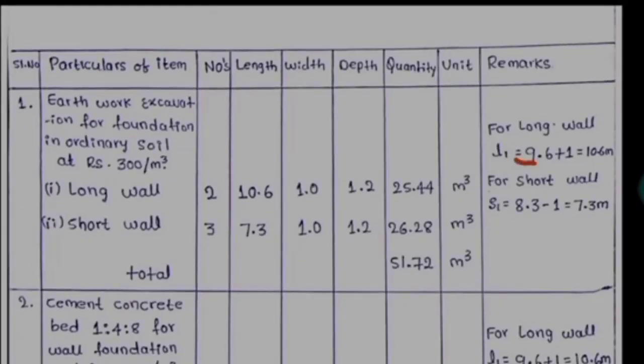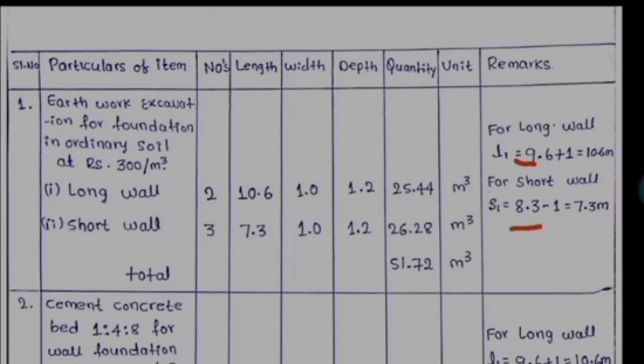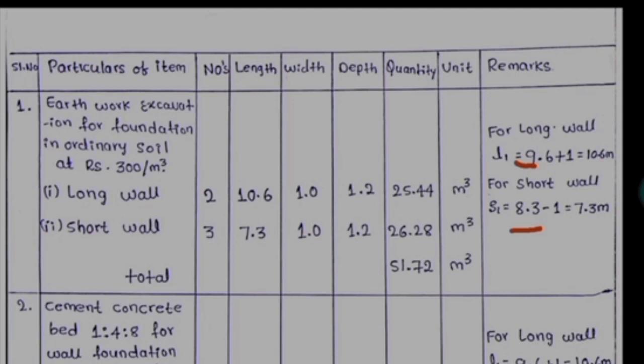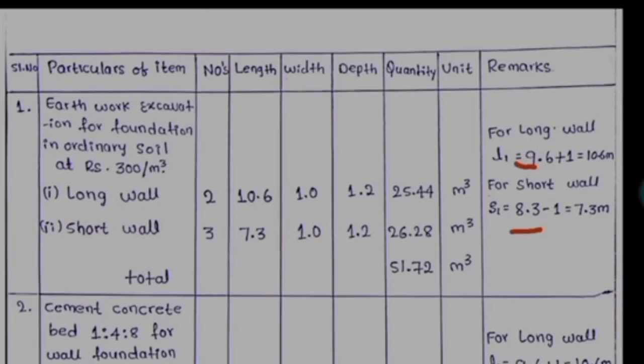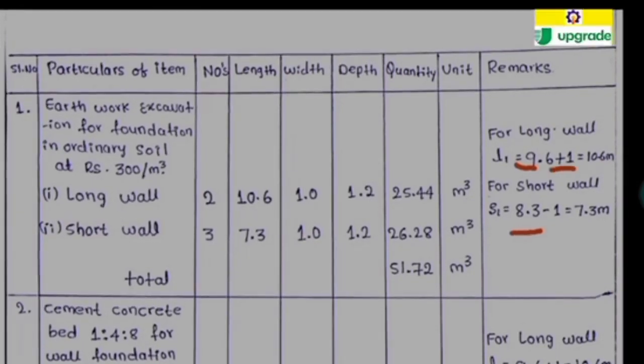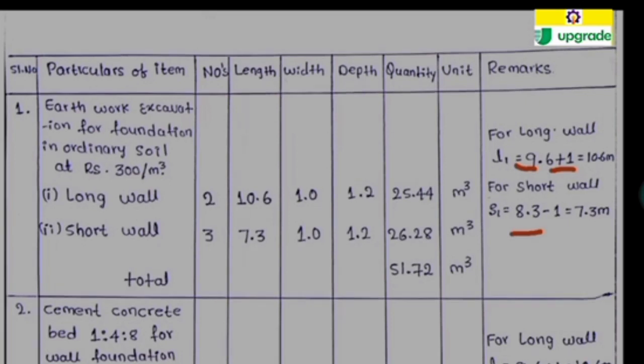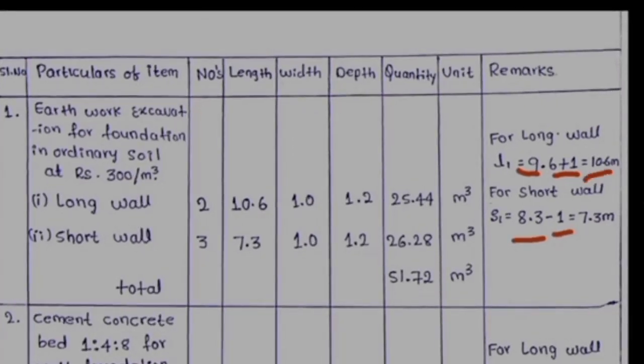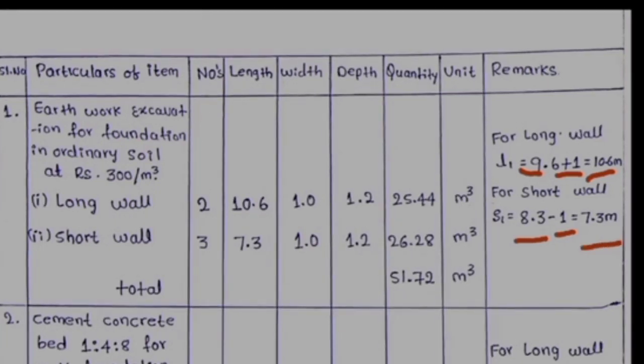So here the 9.6 and the 8.3 are the initial centerline lengths of the long wall as well as the short wall. We calculated these in step 2. So then add the 1 meter width for the long wall and deduct the same 1 meter for the short wall. Therefore the length of the long wall becomes 10.6 meter and the short wall length becomes 7.3 meter.